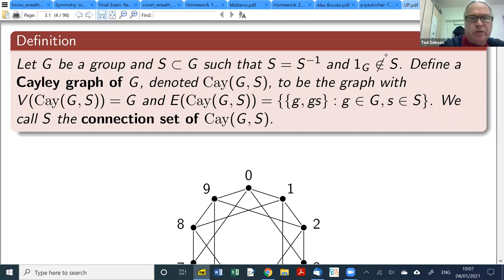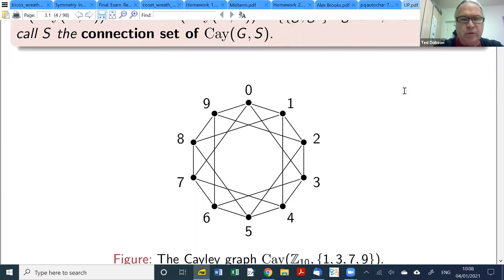So we'll define a Cayley graph of G. I'll call it Cayley(G, S), which I guess is normal. I want it to be the digraph with vertex set G and edge set given as follows. We'll have an edge from g to gs, where g lives in G and s is in S. And S is gonna be called the connection set. And I actually will use that term.